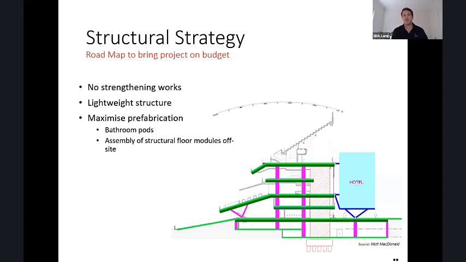So essentially, what we dealt with at this point was a roadmap to bring the project back on budget and to get it to work from a strengthening point of view. One thing we looked at primarily was a lightweight structure. That essentially ruled out any form of concrete design from day one, and we also looked to maximise prefabrication to minimise the amount of site works and trades that would be needed. Next slide, please.